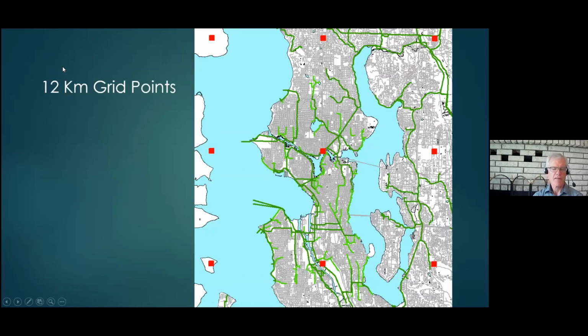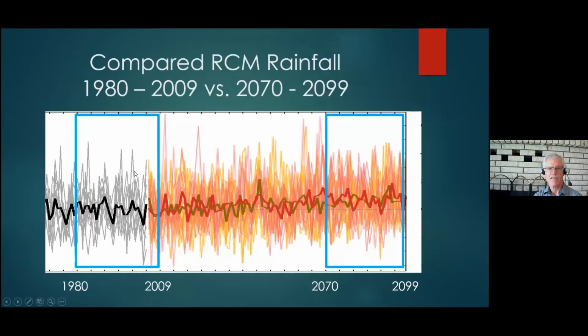So for the regional climate model, we have grid points or output at each of these squares, the red squares on the map, and we use these middle three, the northern one for the north part of Seattle, this middle part between Lake Washington and Puget Sound is Seattle. We have one near the center of Seattle in the middle, and then the south end of Seattle. So we use those three regional climate model output locations. And we compared the 1980 to 2009 data from the regional climate models with the 2070 to 2099 output.